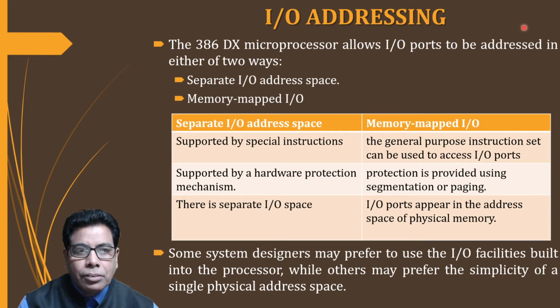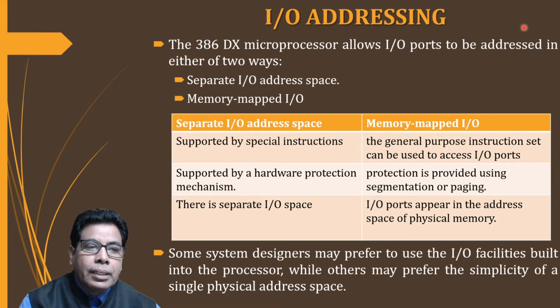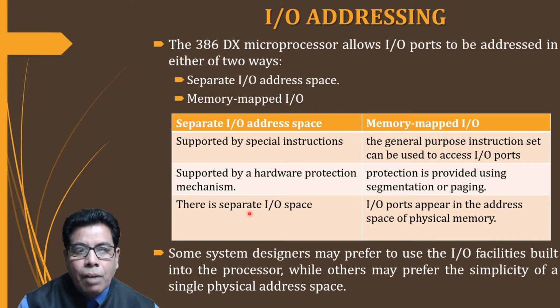The 80386DX microprocessor allows IO ports to be addressed in two ways: separate IO address space and memory mapped IO. In separate IO address space, these are supported by special instructions and they are also supported by hardware protection mechanism. And there is a separate IO space, apart from the physical memory.